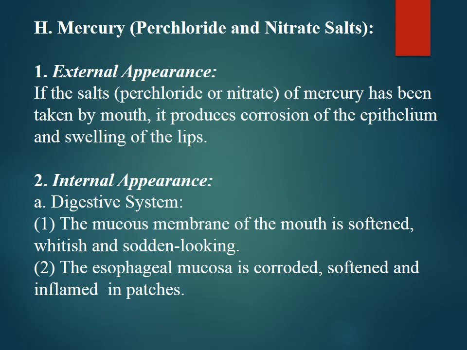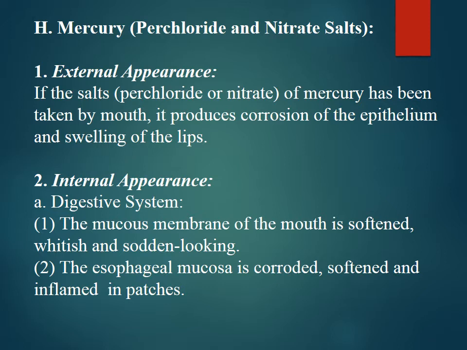Another classification of poison: mercury, for example, perchloride and nitrate salts. External appearance: if the salts, perchloride or nitrate of mercury, have been taken by mouth, they produce corrosion of the epithelium and swelling of the lips. Internal appearance, digestive system: the mucous membrane of the mouth is softened, whitish, and sodden looking.